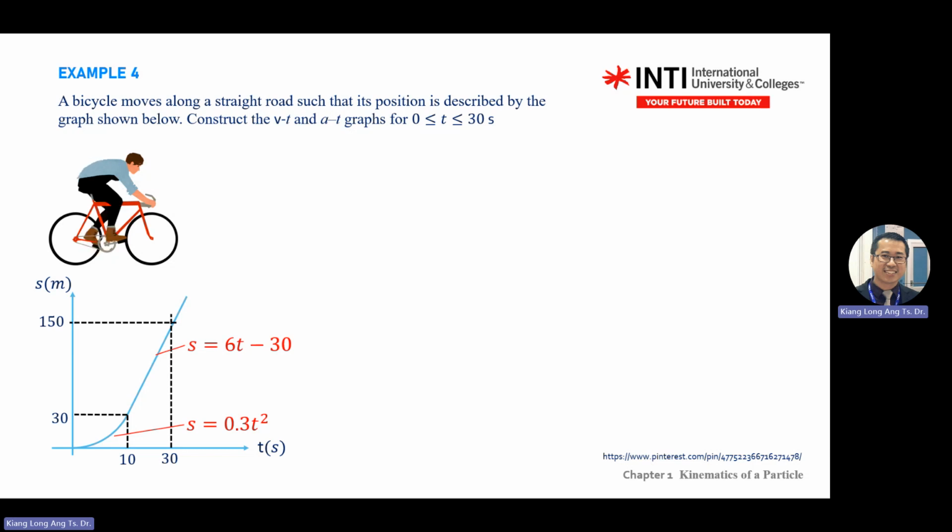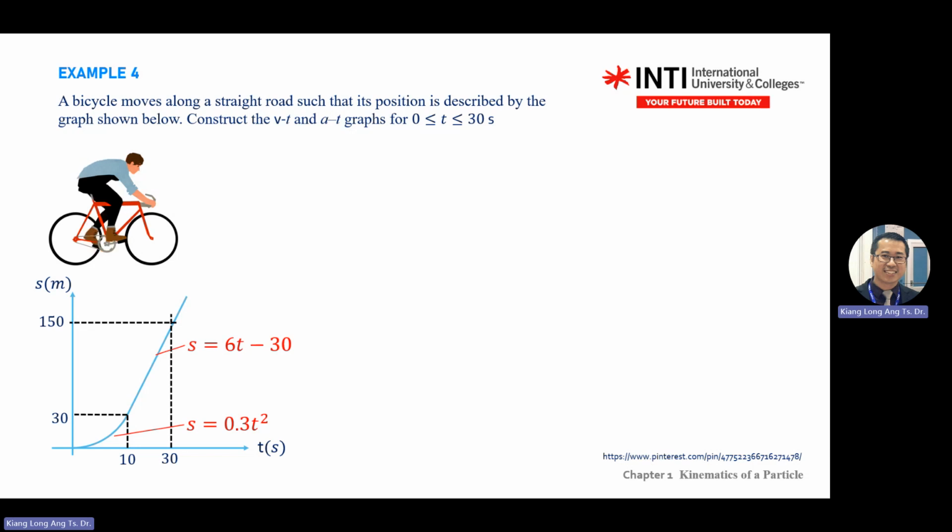Okay, then I copy the distance here, 30, 150, and there's a shape of the line here, s equal to 0.3 t squared. This one is another one. It's a straight line because y is in the form of y equal to mx plus c. This one is a quadratic graph. Okay, this one is s equal to 60 minus 30.